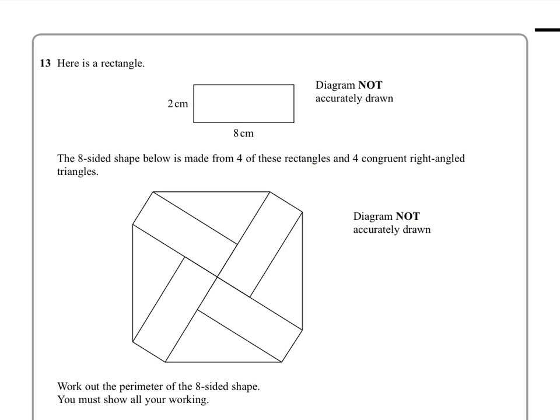I think when I looked at this question for the first time, i.e. 5 seconds ago, I looked at the shape and my eyes started to spin. So I'm just looking at it again. 8-sided shape, that's fine. 4 rectangles, 4 congruent right-angled triangles. Oh, and I'm glad it gives the measurements here.